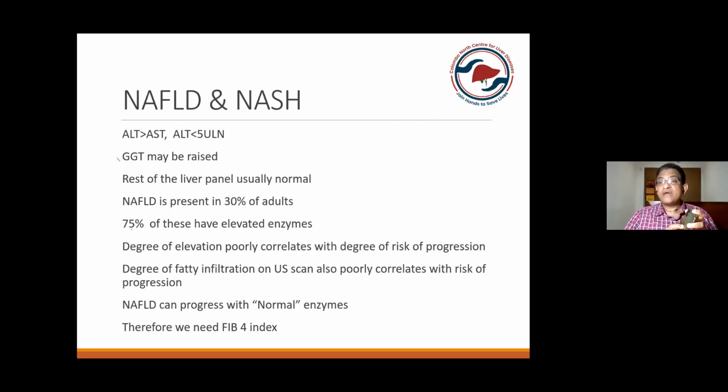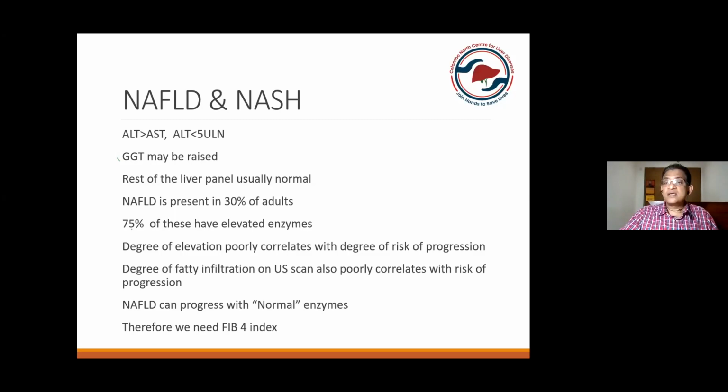And then again, the degree of fatty infiltration. A lot of people come and ask you, there's grade 1 fatty liver, grade 2 fatty liver, grade 3 fatty liver. When will I get grade 4 fatty liver? So there's no correlation of the progression of the illness with the degree of fat infiltration. To detect progression, we need the FIB4 index. I will let you know. And NAFL can progress with normal liver enzymes. It doesn't mean that if you have a normal liver function test you are not going to progress into cirrhosis. You can progress to cirrhosis if you have fatty liver even with a normal liver function test.